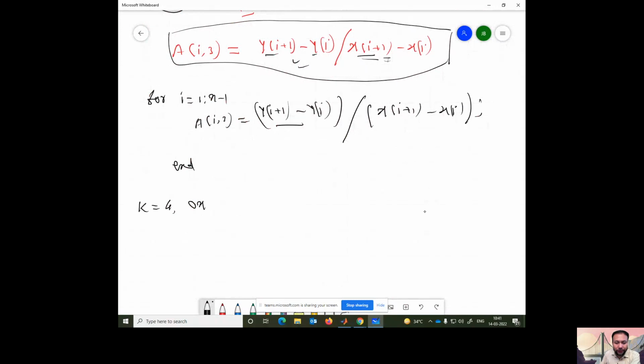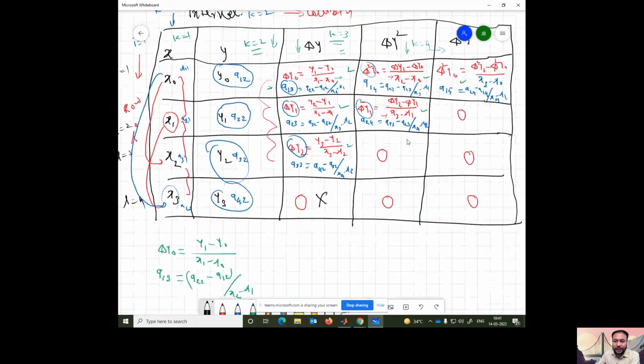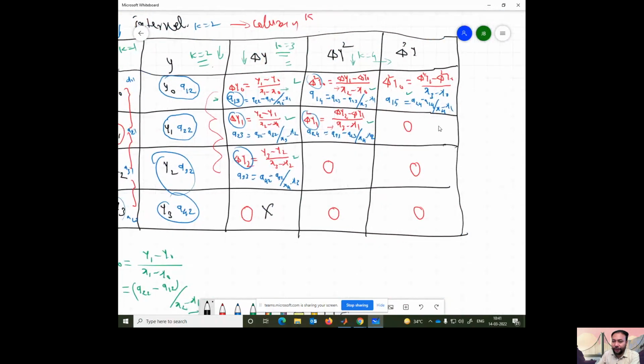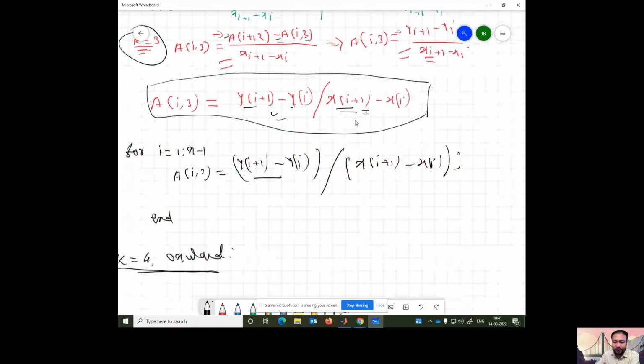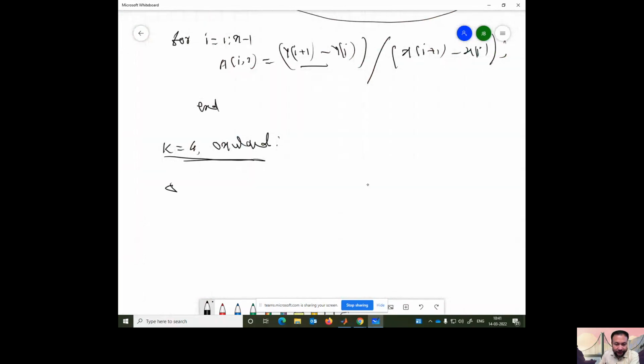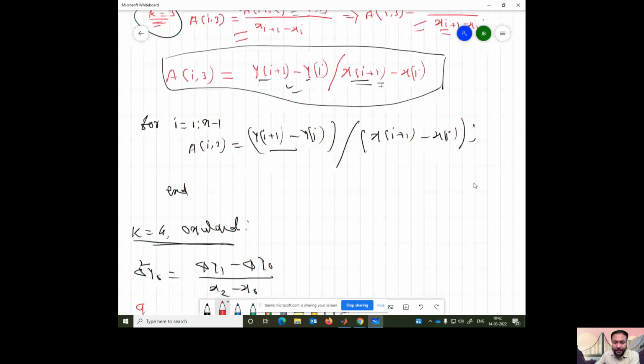K is equal to 4 onwards. What can we develop? Let us try to write the first one. First one is the second divided difference. This is delta square y naught. Delta square y naught is equal to delta y1 minus delta y naught divided by x2 minus x naught. Now in the form of locations, I can write it in a matrix form. It is A14.